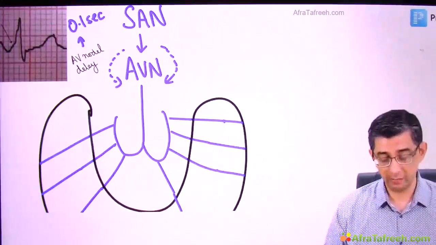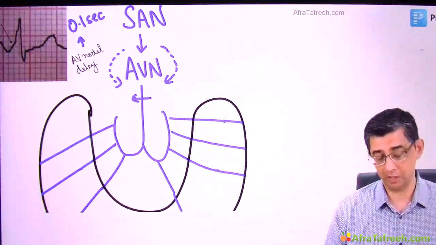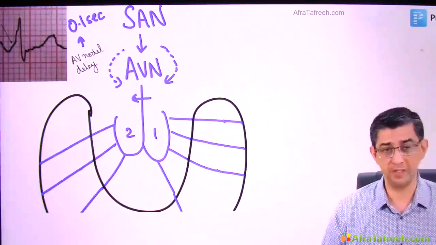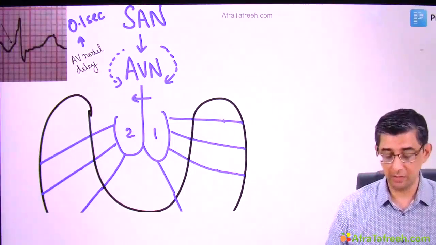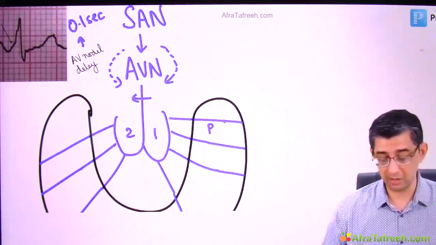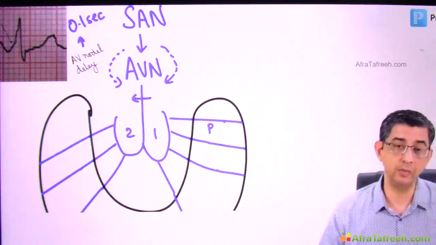Then the current will hit the bundle of His and cause a septal activation. Then it will go across the left fascicle, then the right fascicle, the reason being the right fascicle has a higher refractory period. And then it goes via the Purkinje fibers, which are actually modified muscle fibers. And the current goes from inside to outside and causes the depolarization.